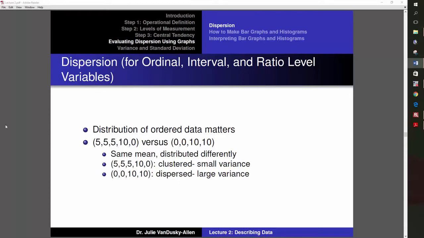But in the first variable, most observations are clustered around the mean of 5. We would say there is little variance in this variable. While in the second variable, most observations are dispersed away from the mean of 5. So we would say there's a lot of variance in this variable. As you can see, these are very different variables, and just knowing the mean is not enough information to tell us what the typical case in the data is. Dispersion also tells us a lot about the values the observations take.